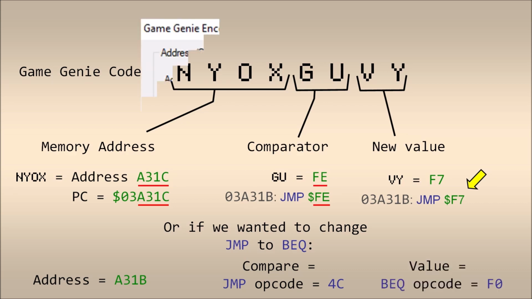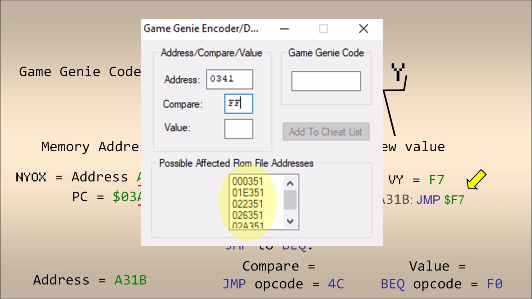Now, one hitch in doing Game Genie codes is that there can be more than one place that matches, so there could end up being unintended side effects in another spot in memory, but luckily the tools we're using will tell us if that happens.